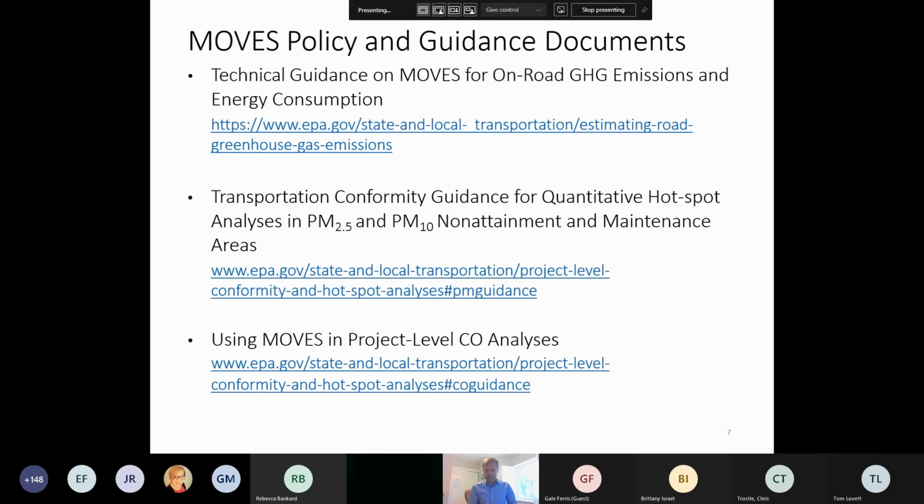Project level CO analysis. So CO hotspot analyses are done both for conformity, and they could be done for NEPA. I know a lot of states have their own specific requirements to do CO hotspot analysis. So if you ever need to develop emission rates for a CO hotspot analysis, this document will walk you through how to use MOVES to do that.